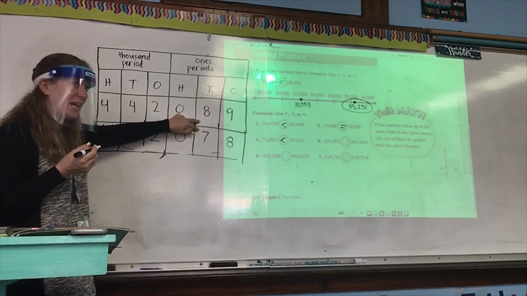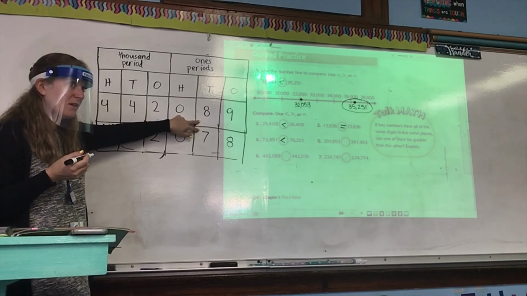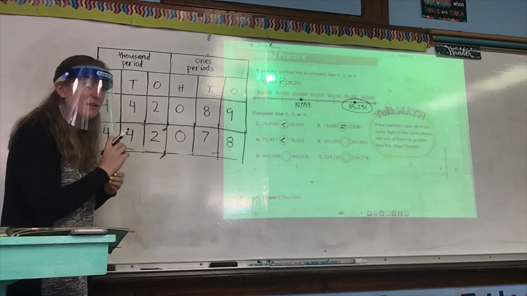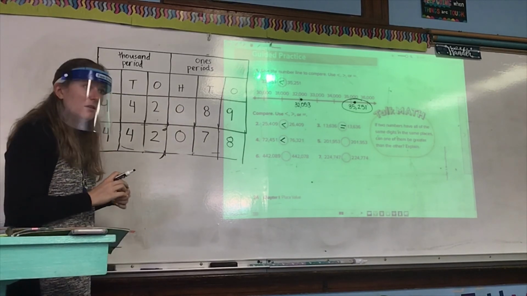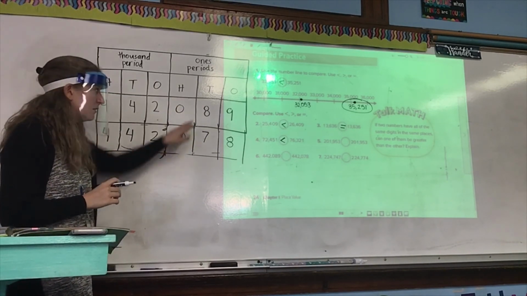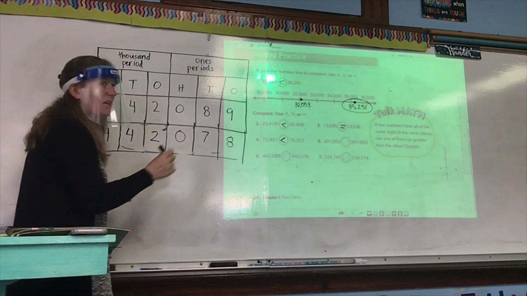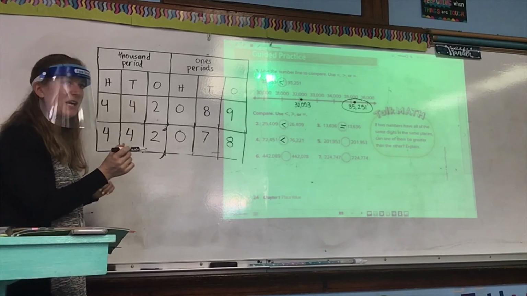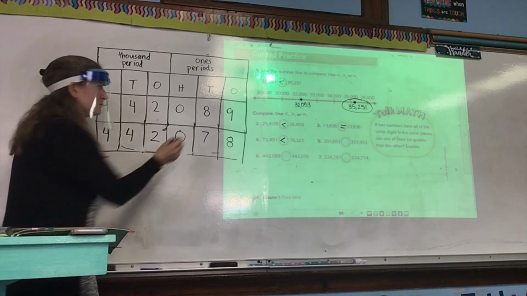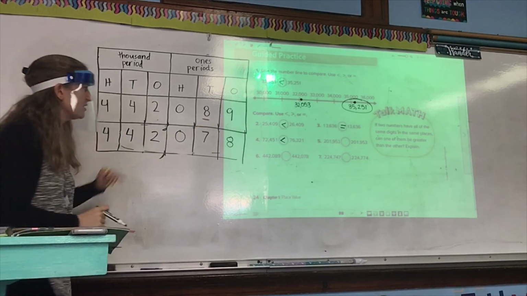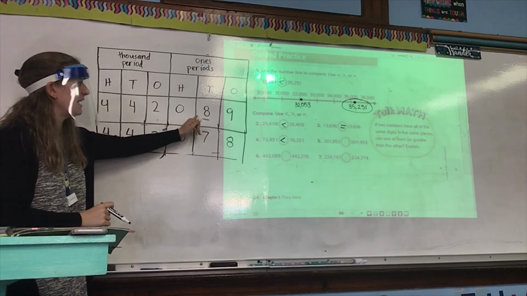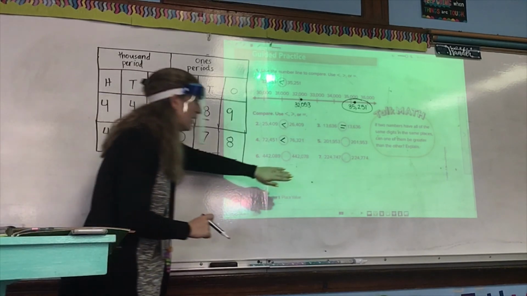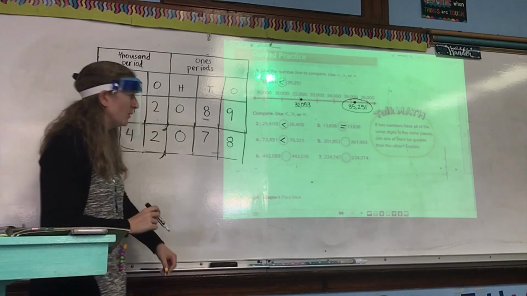Why can I compare them? Because they're two different numbers, okay? We have an 8 and a 7. What does that mean? 8 is larger than 7. So that means, which number is greater? The top one or the bottom one? The top one. 8 is greater than 7, so that means 442,089 is greater than 442,078.